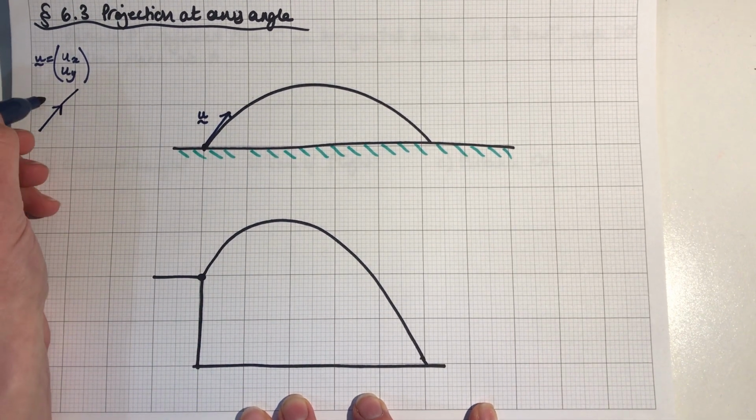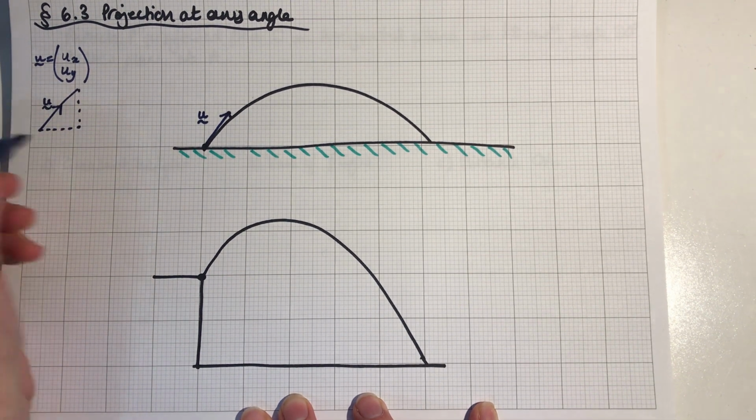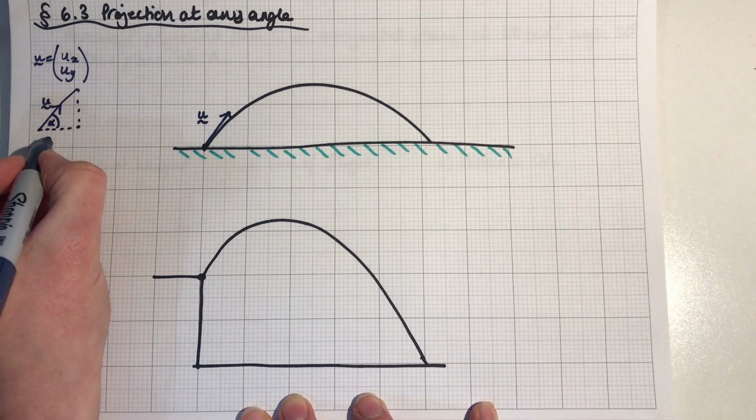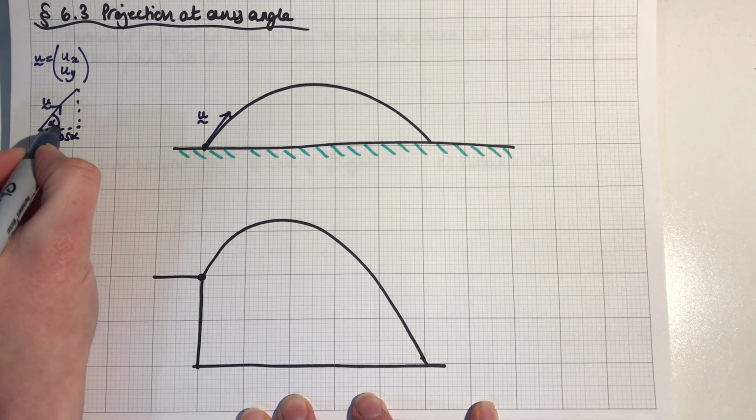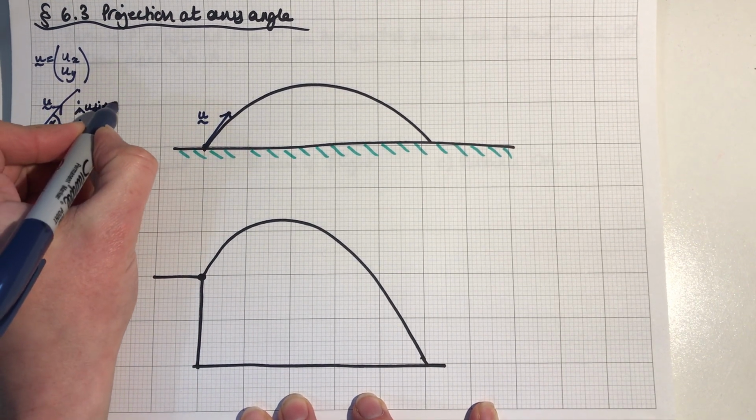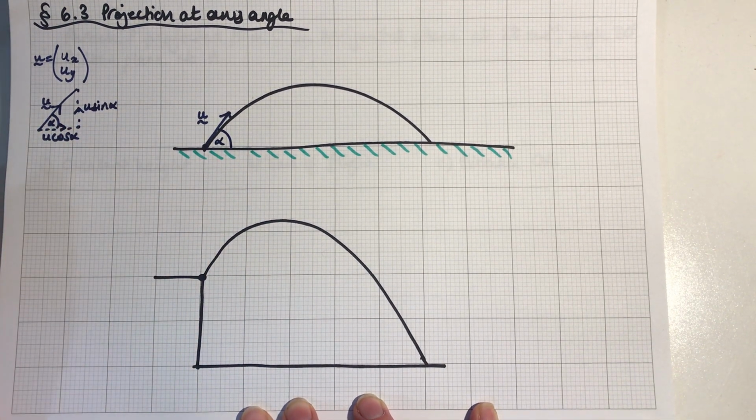Now I'm going to mark on my initial velocity, u, and remember, like we talked about in the last video, that velocity u can be split up using its angle of elevation alpha into u cos alpha going horizontally and u sine alpha going vertically. So we have u and alpha like that.